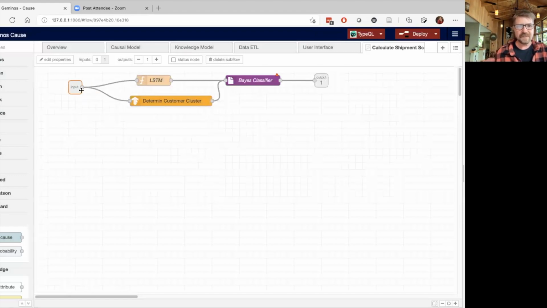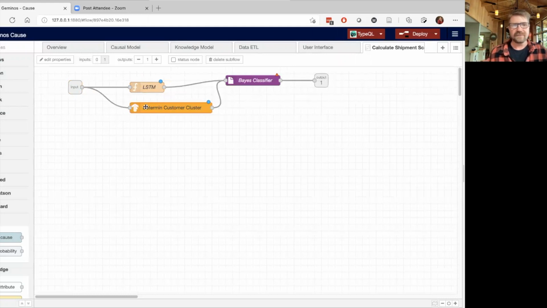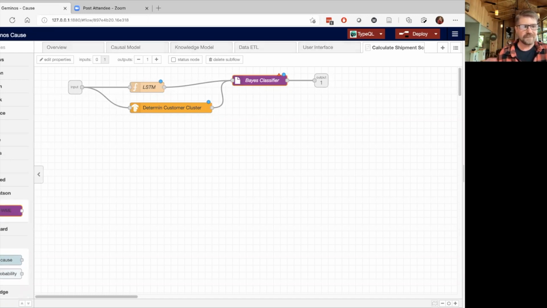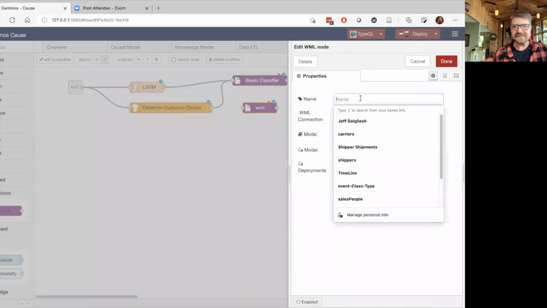So the input's coming in, and I can put an LSTM in here, maybe run a TensorFlow calculation to determine the customer cluster. This is an example, this isn't real, but this is an example of what you can do. Let's say you want to bring in an IBM Watson model. We can bring in a Watson model, double click on it, and this is what I mean by setting these nodes.